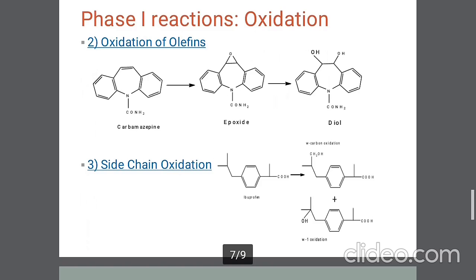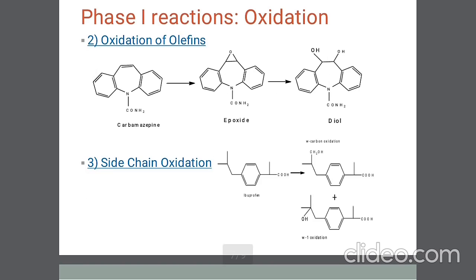Next is the oxidation of olefins. See the example of the drug carbamazepine, where there are two benzene rings and the central ring is an azepine ring containing nitrogen. Now you may wonder why it is undergoing oxidation at the olefin side but not at the aromatic ring.